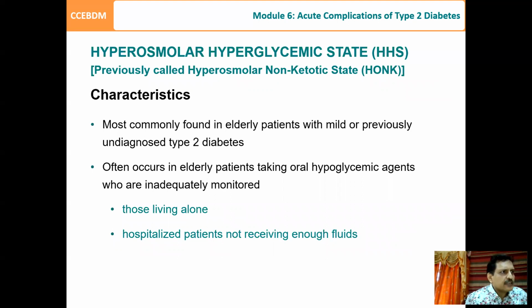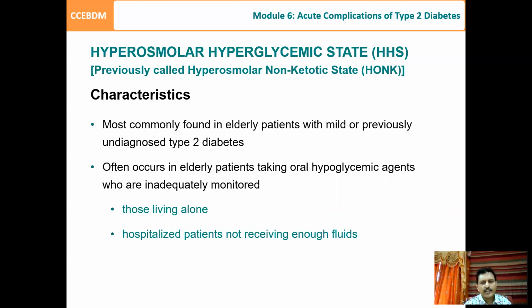If we look into the characteristics of the hyperosmolar state, you'll find this is mostly found in elderly patients who have undiagnosed type 2 diabetes mellitus, or those who were previously diagnosed with type 2 diabetes mellitus, mostly on oral hypoglycemic agents. And the very important issue as far as the development of hyperosmolar state is concerned is not taking adequate fluids. So this is a very important issue.